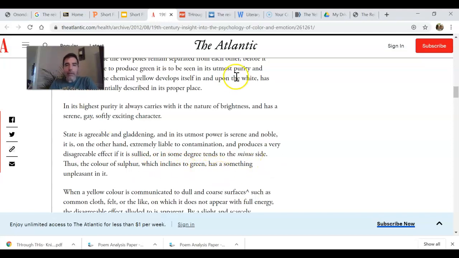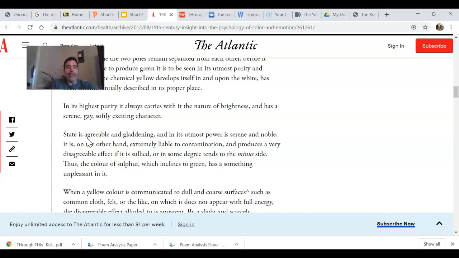And so when we think about the way the color is described in The Yellow Wallpaper, and we hold this up against Gilman's attitude towards marriage, we see that yellow on one hand can be this beautiful, powerful, gladdening, and agreeable shade. But if that color is sullied, if that color is contaminated, then all of a sudden it takes on this sulfurous tone. It becomes inclined to green. It has something unpleasant.